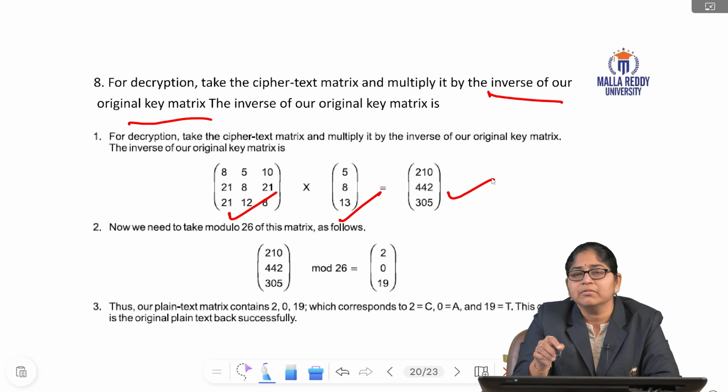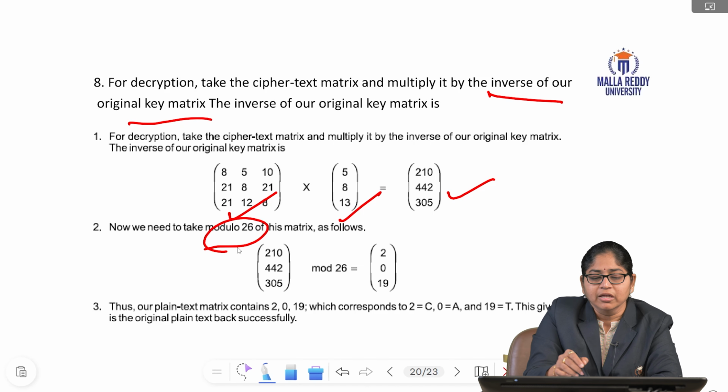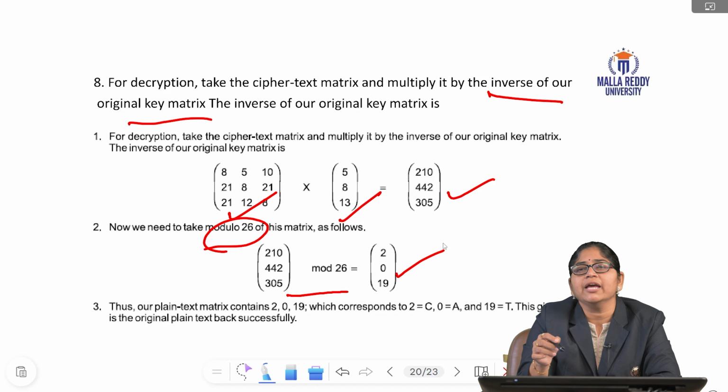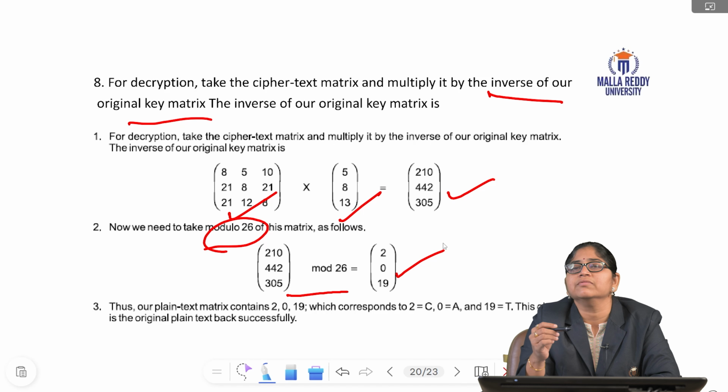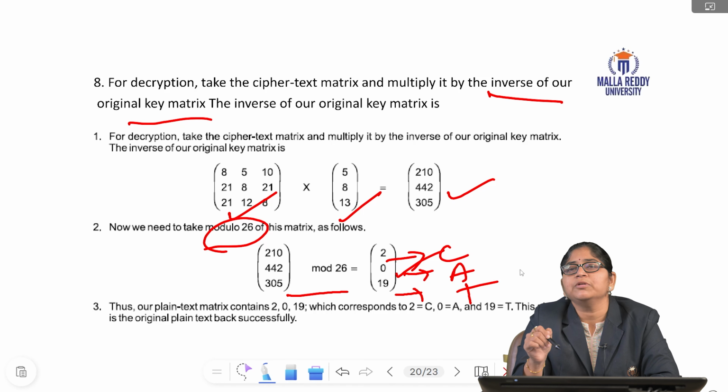And for the resultant matrix, you need to apply modulo 26. After applying mod 26, we are going to get one matrix, that is the plain text matrix. Again, you need to replace the numbers with letters. So for 2, it is C, and for 0, it is A, and for 19, it is T. So in the decryption process, we are going to get the plain text.